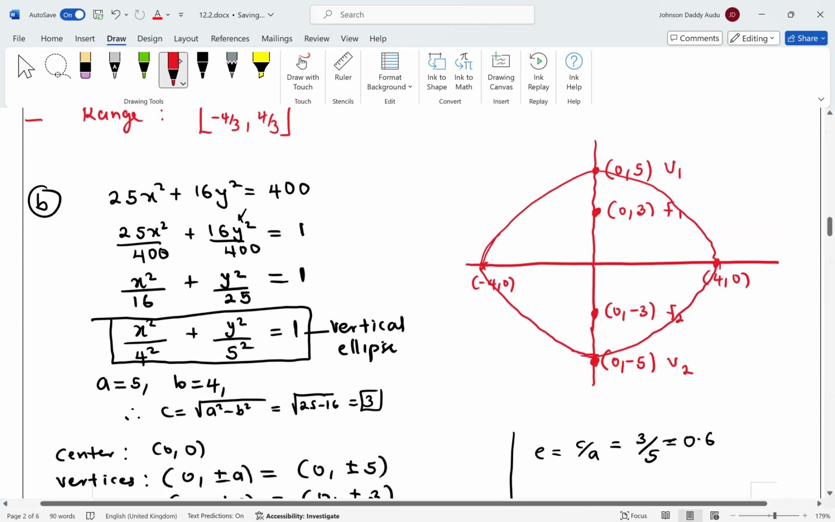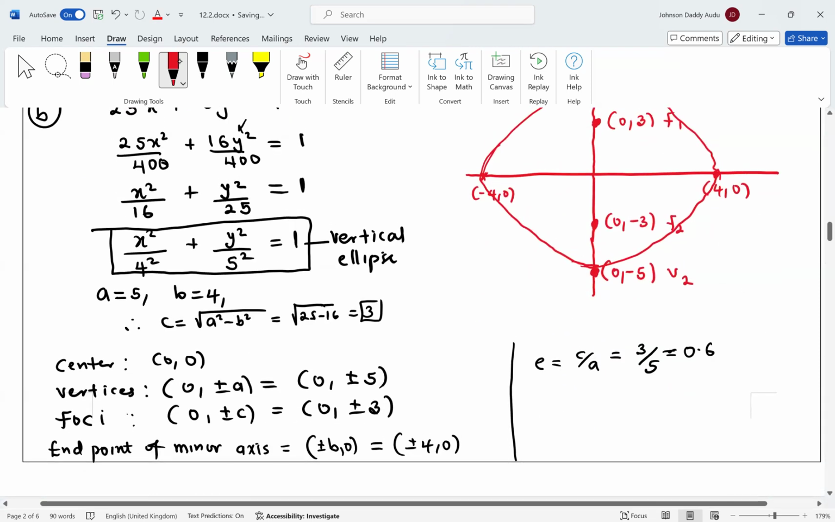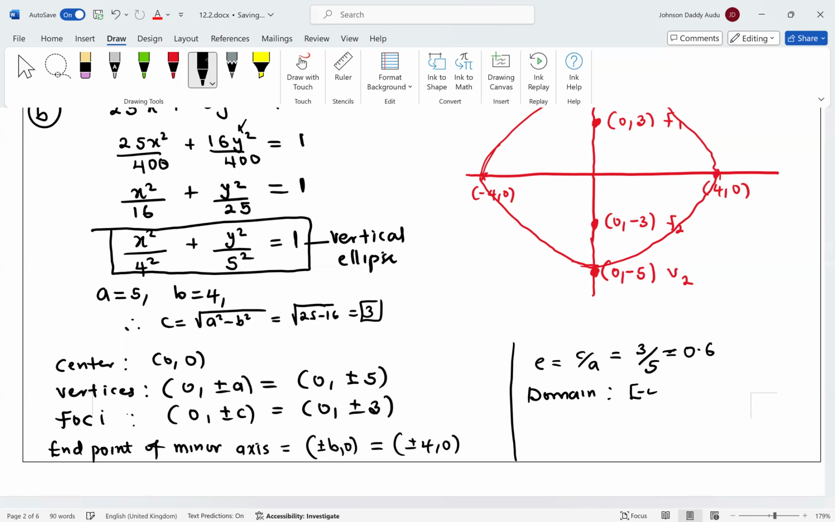So here we can write out the domain and the range as well. So what is the domain? Domain is just the x values, so it should be minus 4 to 4. And the range is the y values, which will be minus 5 to 5. Okay.